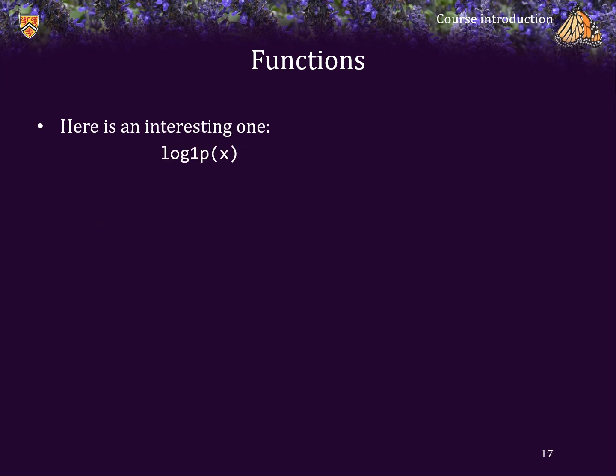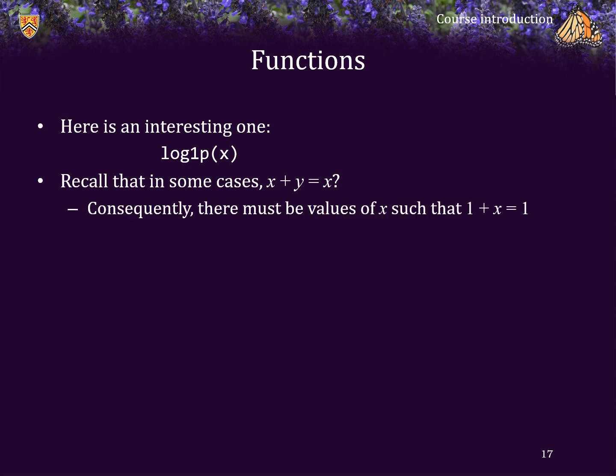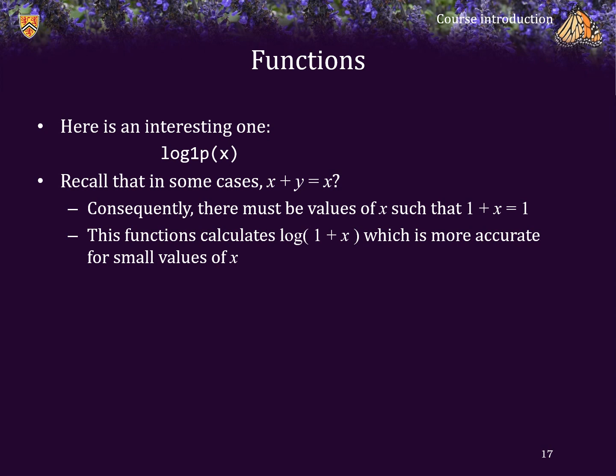Now here is an interesting function that you may not have seen before. This calculates the natural logarithm of 1 plus x. Now why is that necessary? Well, you may recall previously we've described the fact that x plus y can still equal x even if y is non-zero. Consequently, there must be small values of x such that 1 plus x is equal to 1 or very close to 1 with significant loss of precision with respect to the digits of x. This function allows you to calculate the natural logarithm of 1 plus x without actually passing it 1 plus x, and this is going to be much more accurate for calculating log of 1 plus x for very small values of x.